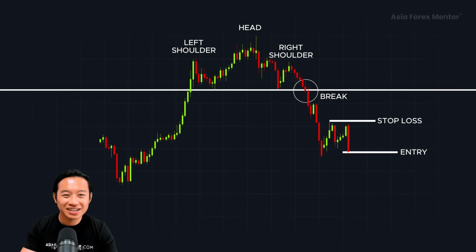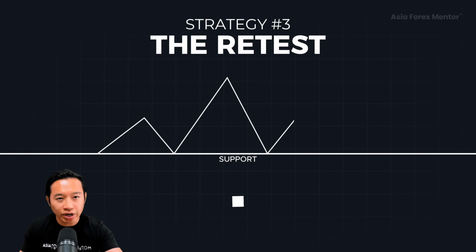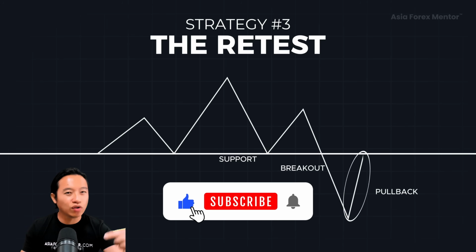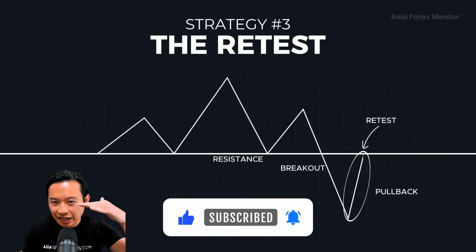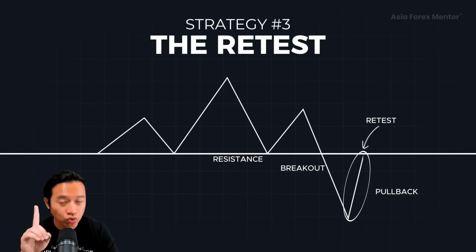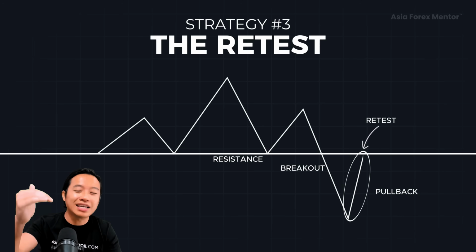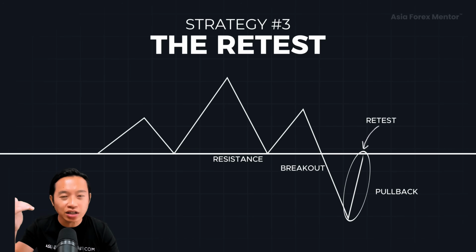Number 3, the retest. When the pullback after the breakout is deeper than expected, that's where you look for a retest. The previous support now turned into resistance, that level would act as an optimal opportunity for us to short the trade. But do note that we don't just want to short it because it touches that level. You want to short it when it comes in combination with price action, candlestick patterns.